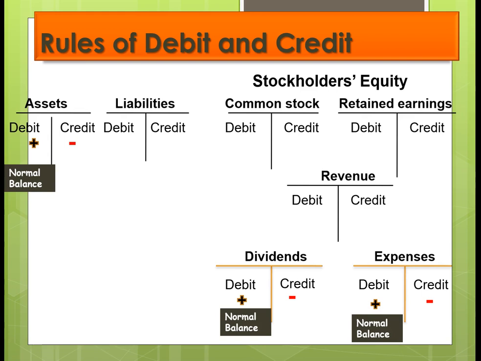Now we'll take a look at the accounts that increase with a credit. That would be liabilities, decreased with a debit, common stock, increased with a credit, decreased with a debit, retained earnings, increased with a credit, decreased with a debit, and revenue increases with a credit. Now, however you increase them, remember again, you need to memorize this, is always what we call the normal balance.